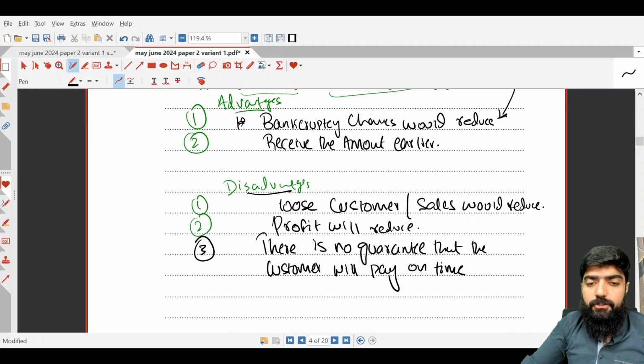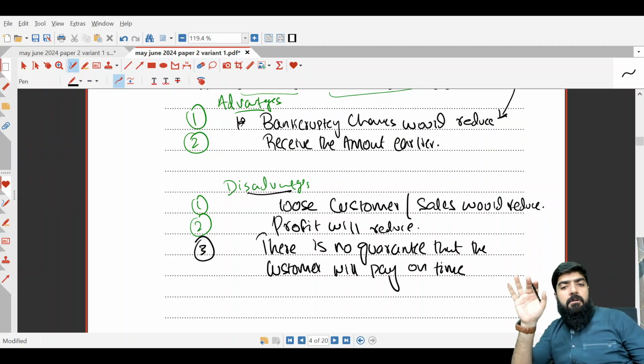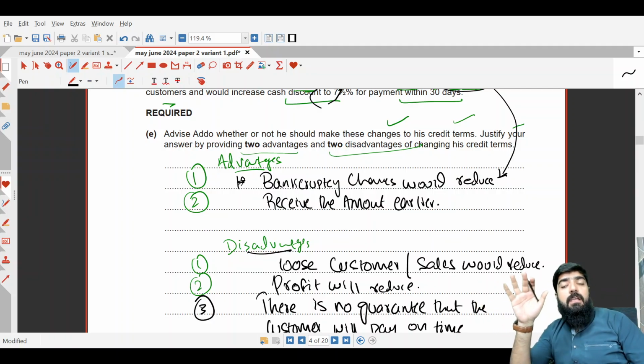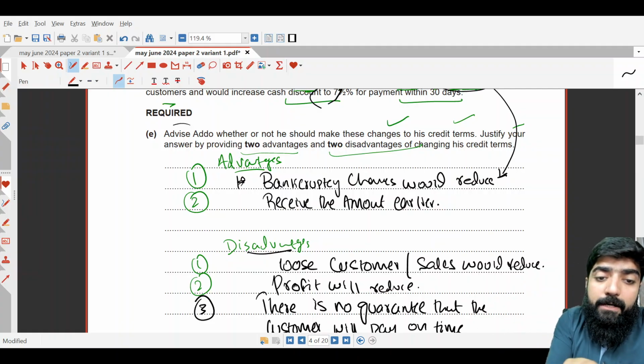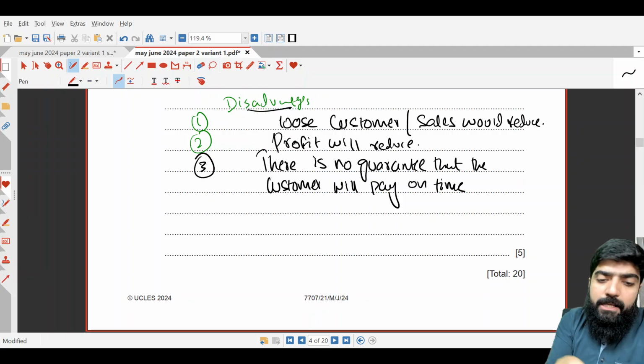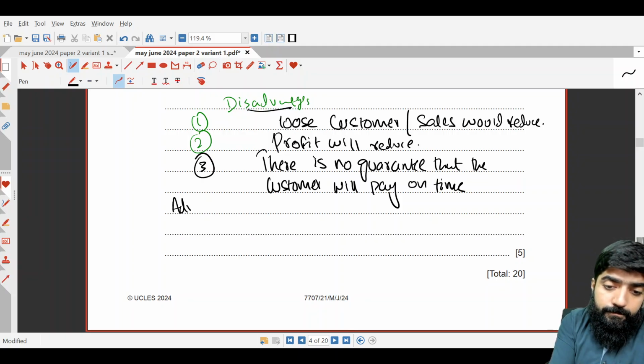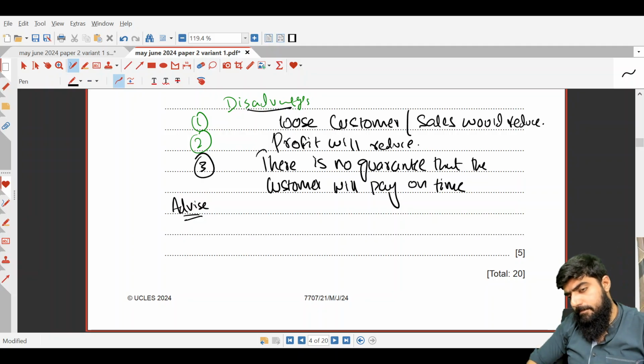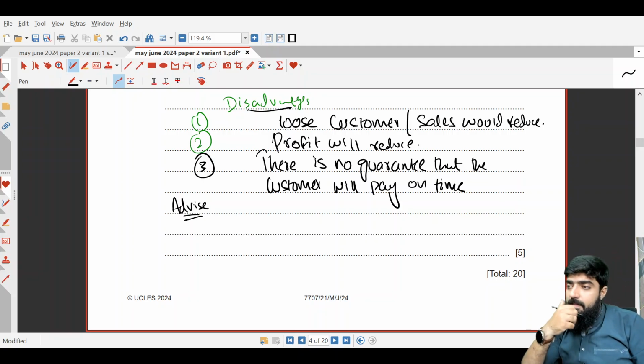Now, what should be the recommendation? Because in this question, it doesn't say that you just need to give advantages and disadvantages. Here it says that you need to advise. So what will be the recommendation? I would recommend that he should not do this, because obviously the disadvantages outweigh the advantages.